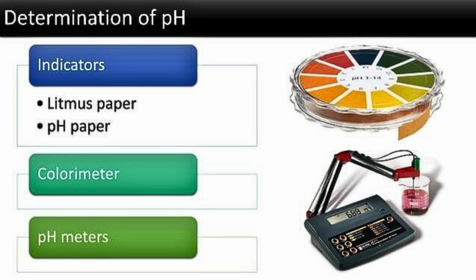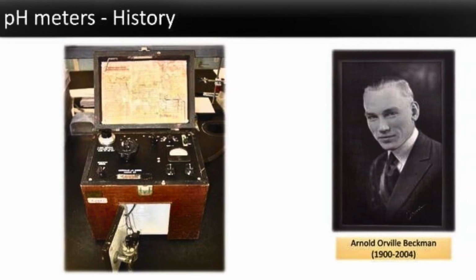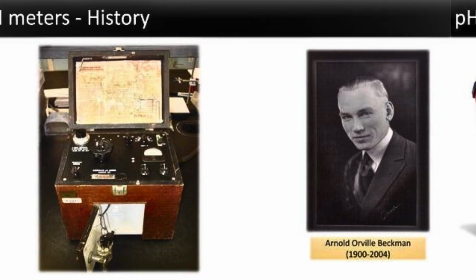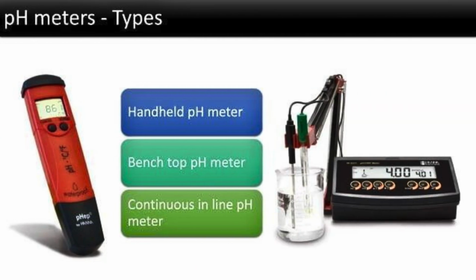Next, we explore a bit of the history behind this essential tool. The modern pH meter was invented by a brilliant man named Arnold Orville Beckmann, who lived from 1900 to 2004. His invention revolutionized how we measure acidity and alkalinity. Coming up, we'll discuss the different types of pH meters available.